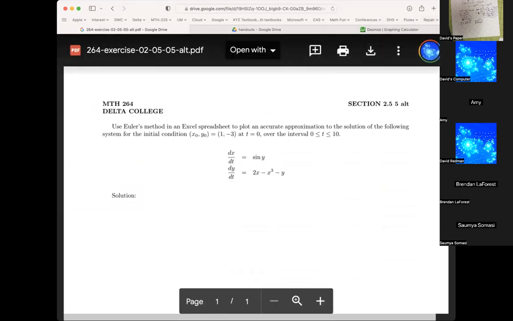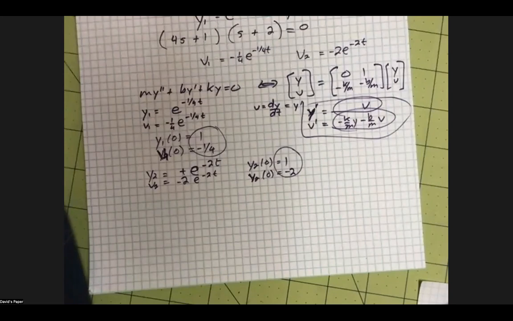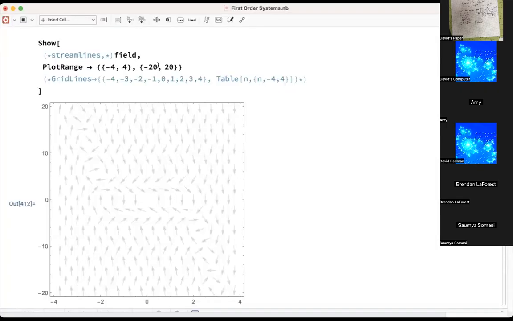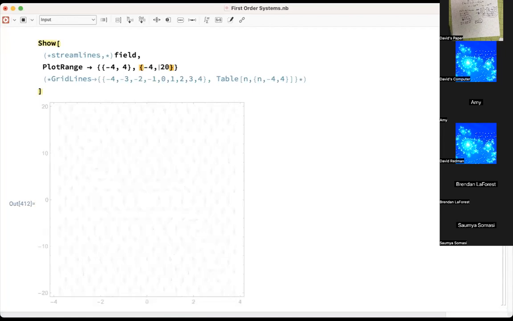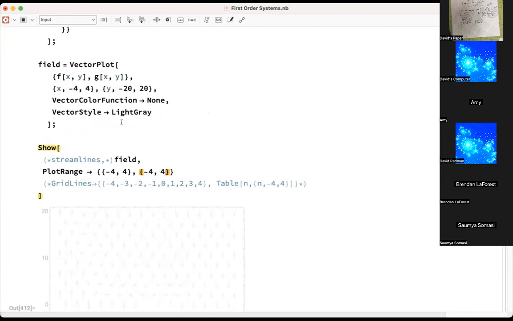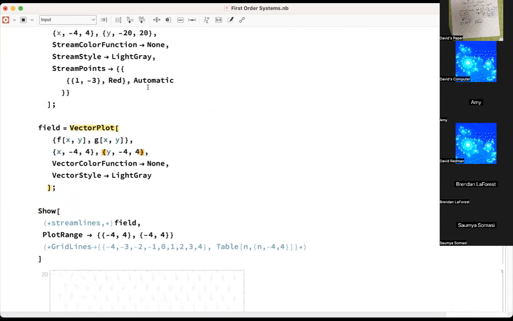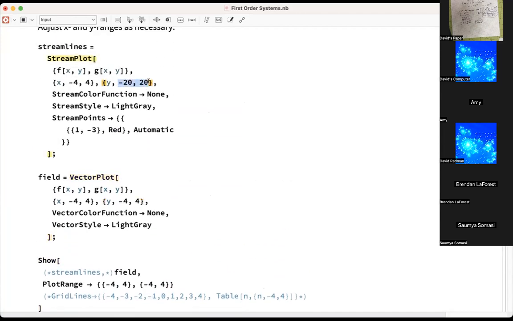I only got out the Mathematica because I wanted to see how things work in that general area. So I'm going to go back to minus 4 to 4, minus 4 to 4. But I'll do a spreadsheet for you.